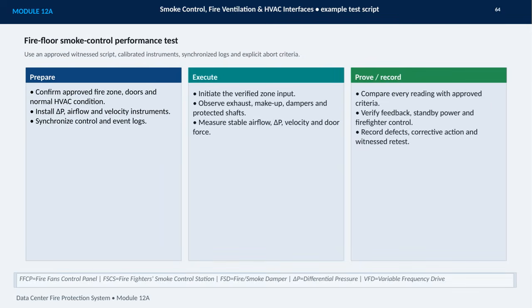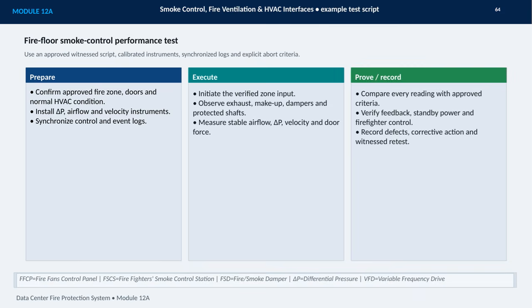This slide presents an example witness test script for fire floor smoke control performance. The central principle is controlled, documented verification. Before testing, I confirm the approved fire zone, the door conditions, and the normal HVAC state. I also install calibrated instruments for differential pressure, airflow, and velocity, then synchronize the control and event logs so every action can be traced accurately.